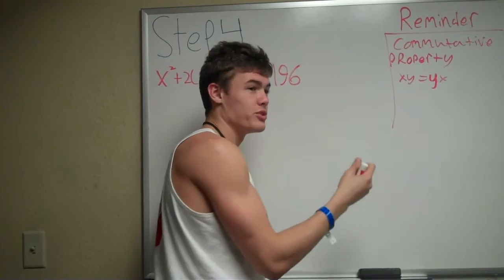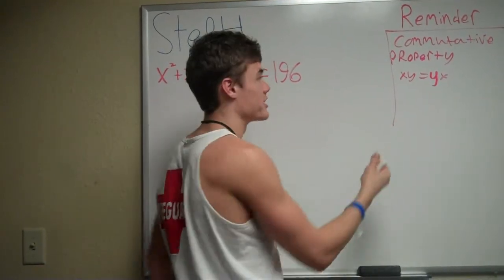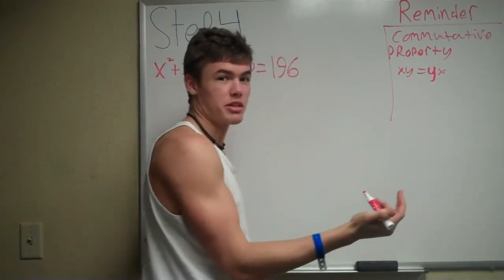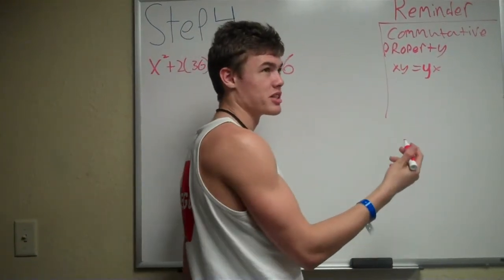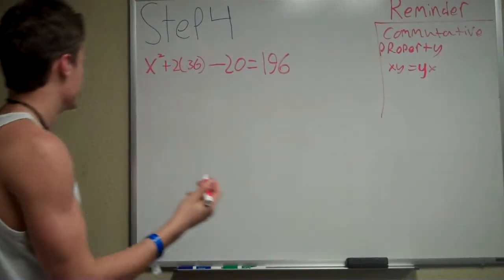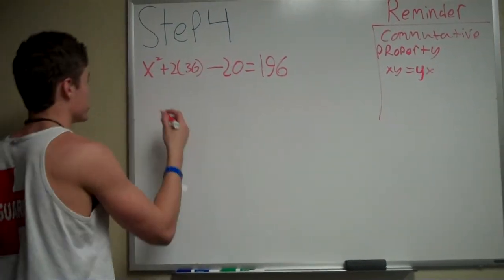It states that you can do multiplying and dividing out of order, like x times y equals y times x. It'll be the same thing. Like 3 times 6 equals 6 times 3. They're both 18. Now, let's do our multiplication step.